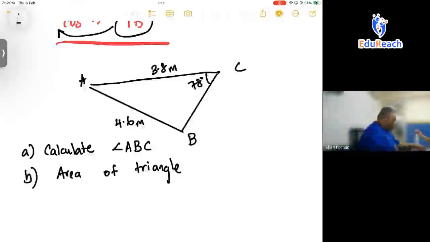Next question. Okay, so use pencil. Ada tak ada? Ada juga. Show pencil saja. Okay.